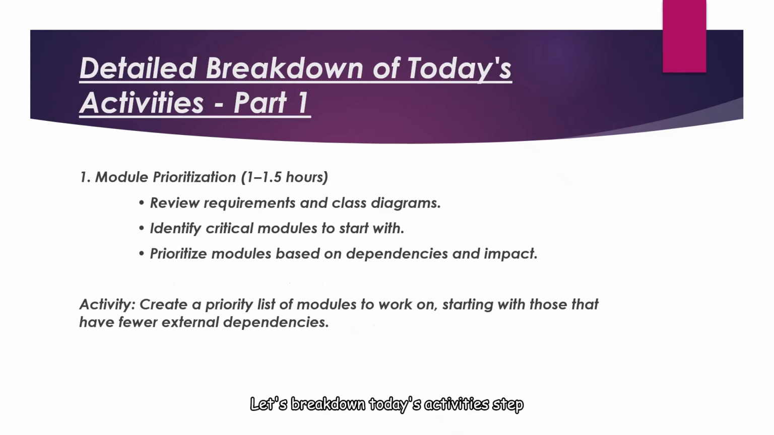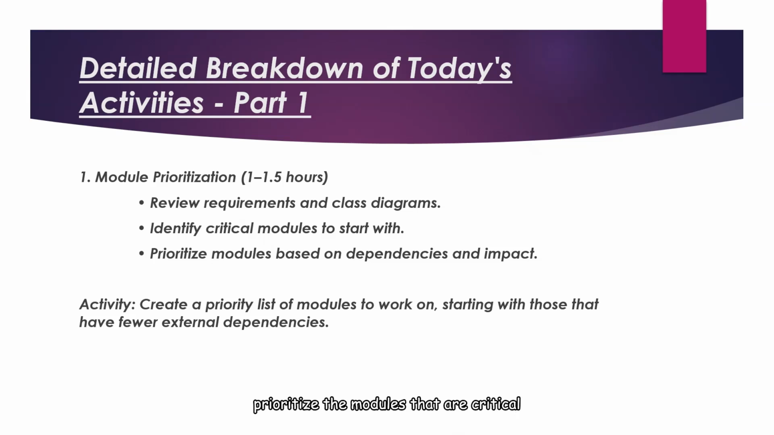Let's break down today's activities step by step. First, we will start with module prioritization, which will take about 1 to 1.5 hours. This is an important first step in your implementation process. Begin by reviewing your system requirements and class diagrams. Which modules are essential to your systems? Which ones are dependent on others?